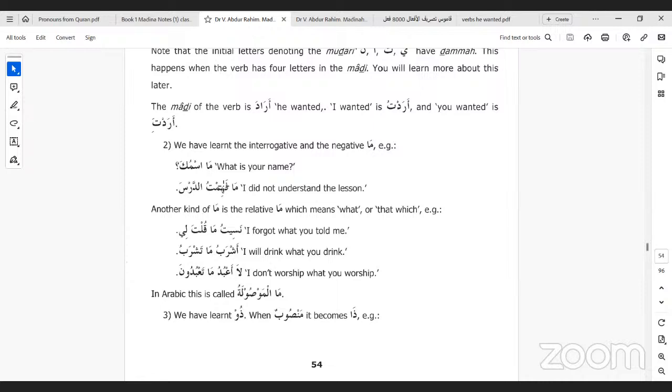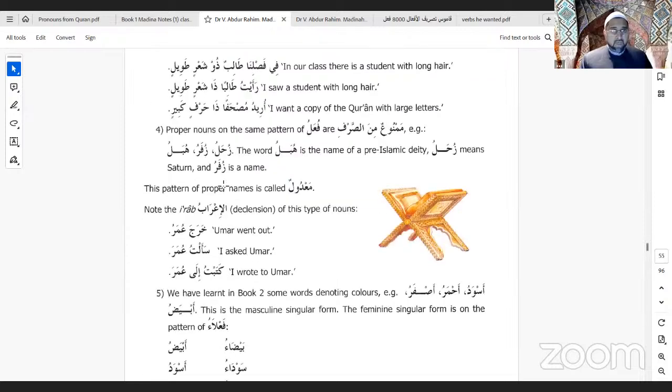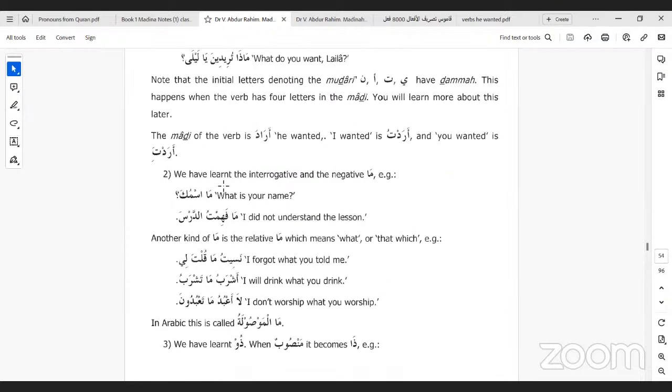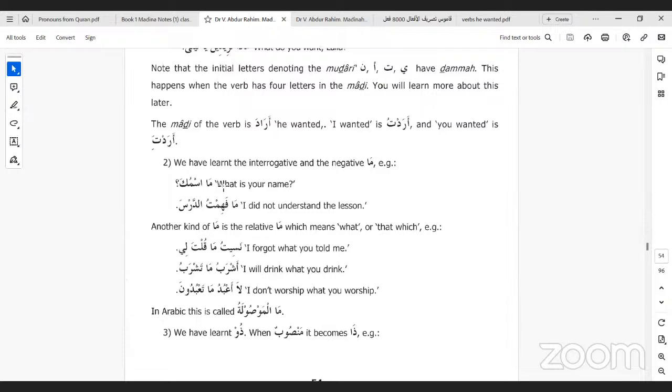Can I carry on? Yep. Number 3, we have learned dhu. When mansub, it becomes dha. For example, في فصلنا طالب ذو شعر طويل. In our class, there is a student with long hair. رأيت طالبا ذا شعر طويل. I saw a student with long hair. أريد مصحفا ذا حرف كبير. I want a copy of the Quran with large letters.